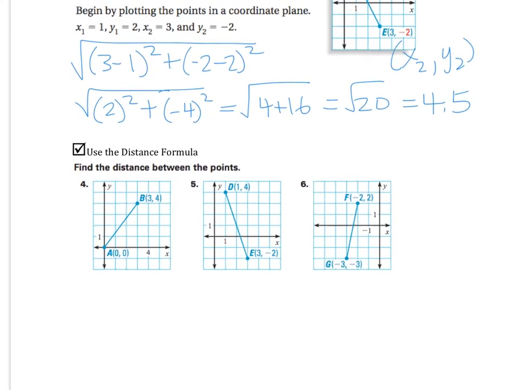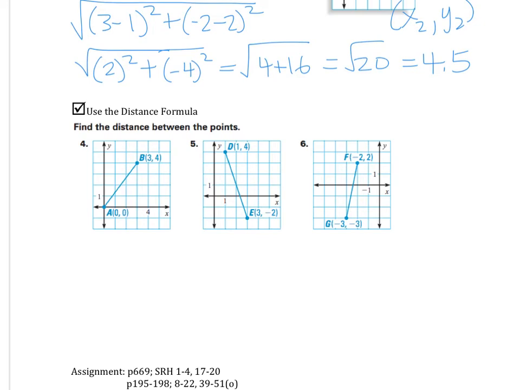So use the distance formula on the prior page. Find the distance between the points. Again, it does not matter which one you choose as x1, y1, and x2, y2. I did the y's first, so I'm going to backtrack and do that again and do the x's first. It would not matter. You're squaring them and adding them underneath the square root.